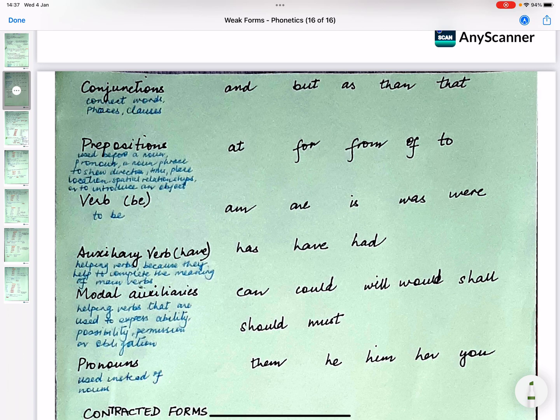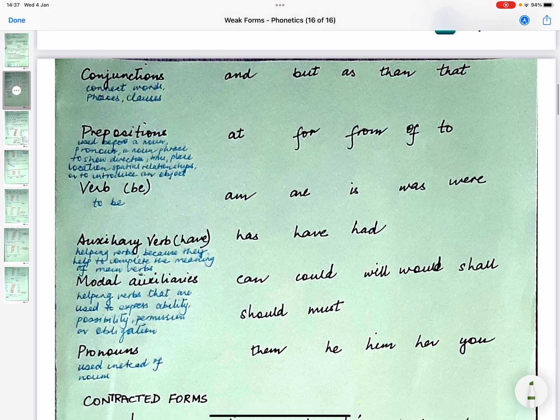Prepositions are words used before a noun, a pronoun, or a noun phrase to show direction, time, place, location, spatial relationships, or to introduce an object. For example, at, for, from, often to. The inflections of the verb to be, like am, are, is, was, and were.